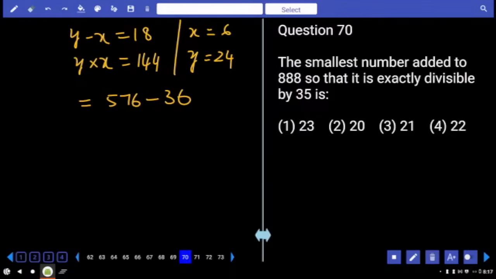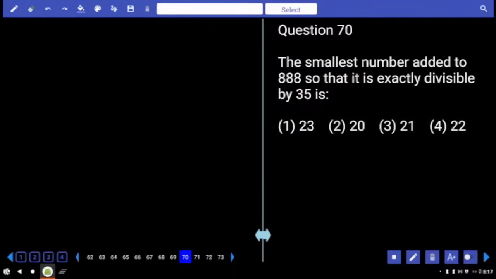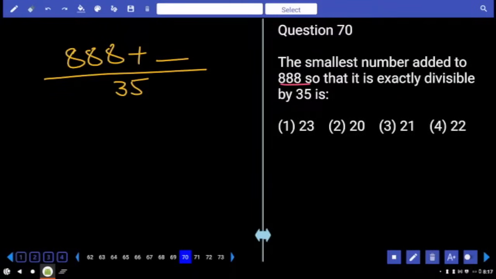Smallest number that should be added to the triplet so that it is exactly divisible by 35. So you are dividing this number, and you need to add something so that when it is divided by 35, it is exactly divisible. So can I say this number is divisible by 5 and also 7? If it is divisible by 5, it should end with either 0 or 5. Correct? Already this number is ending with 8. So our number should end with either 2 or 7.